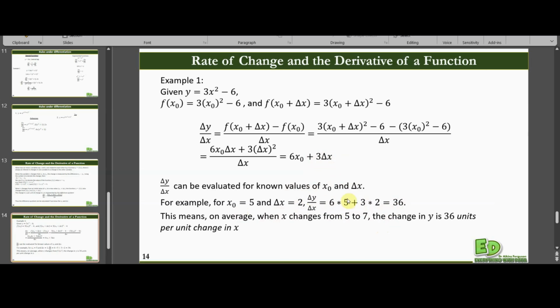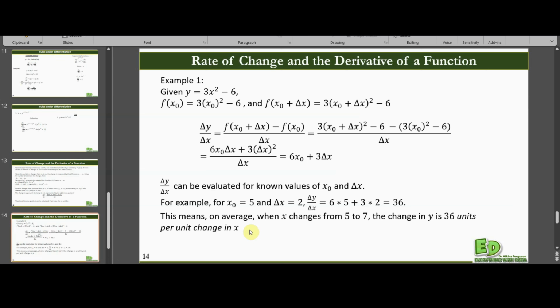Change in x is simply your horizontal distance. So this final answer of 36 means that on average, when x changes from 5 to 7, the change in y is 36 units per unit change in x. I'm saying it again: this means that, as the average rate of change, when x changes from 5 to 7, the change in y is 36 units per unit change in your x value, right?